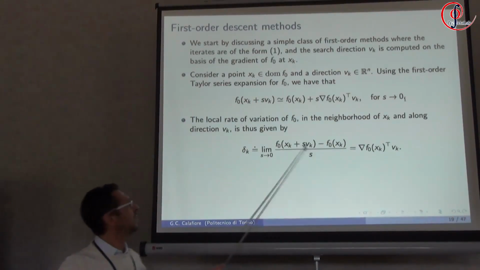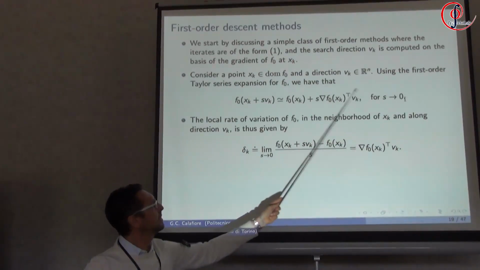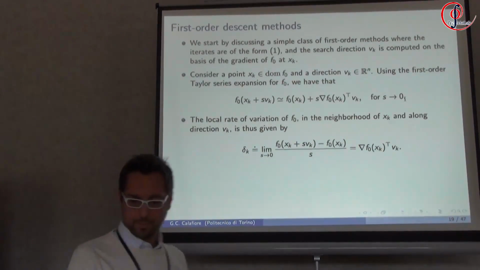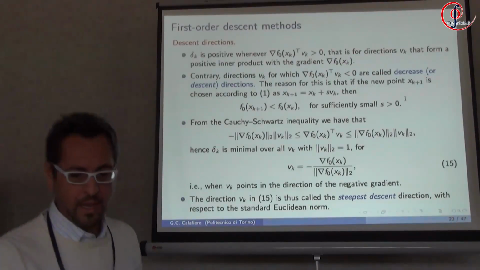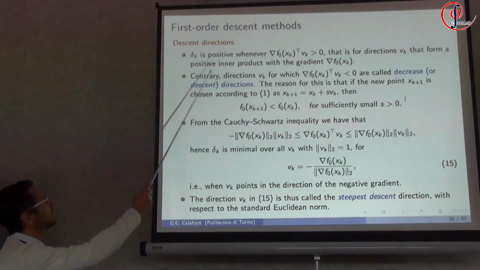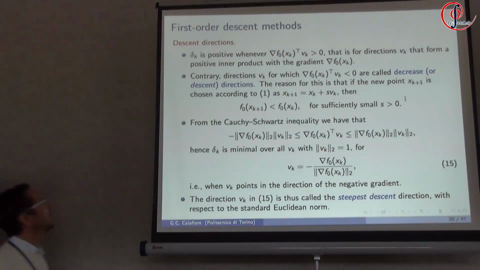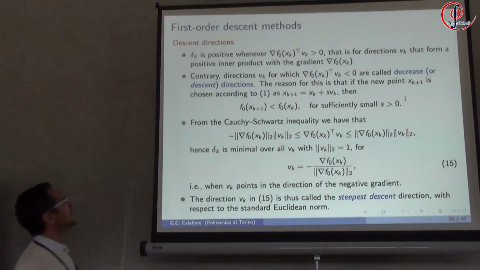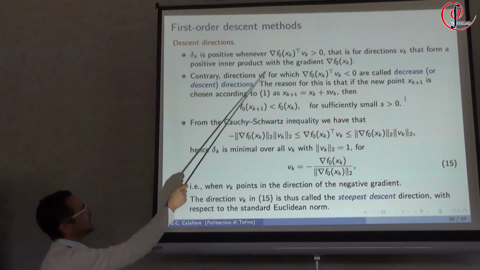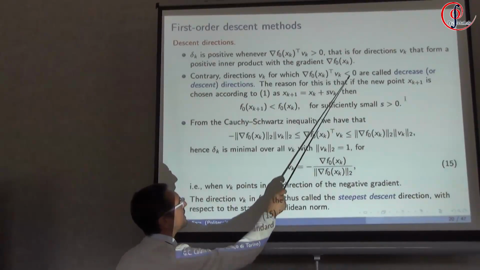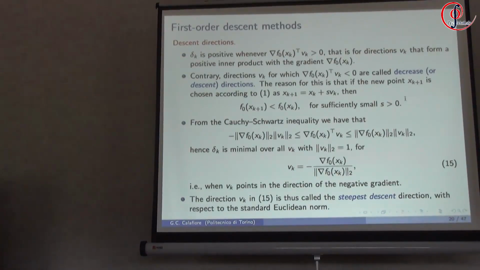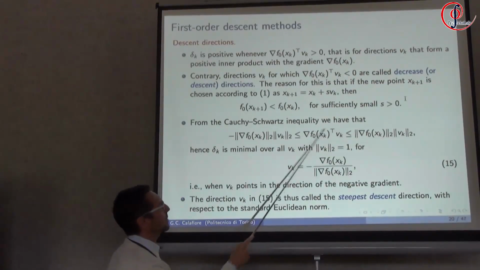It's related to this rate of variation here, this thing here. So we have already seen that whenever this inner product here is positive, then we have a so-called ascent direction, and contrary directions vk for which this inner product is negative are called decrease or descent directions. And we have already discussed this. But now let's look again at this inner product. Everything is related to this inner product.